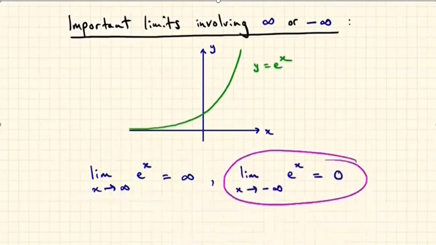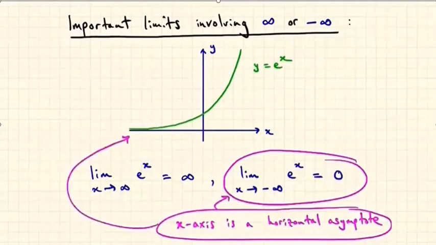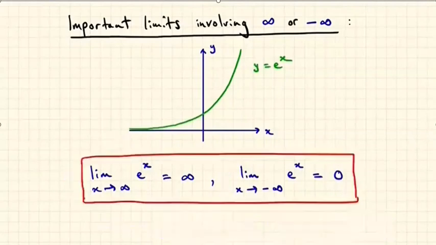From the curve, you can see as x gets arbitrarily large and negative, the value of e to the x gets closer and closer to 0, captured by this limit statement. And the x-axis becomes a horizontal asymptote. The contrasting behavior of e to the x as we move along from the origin in each direction are captured concisely by the limit notation.